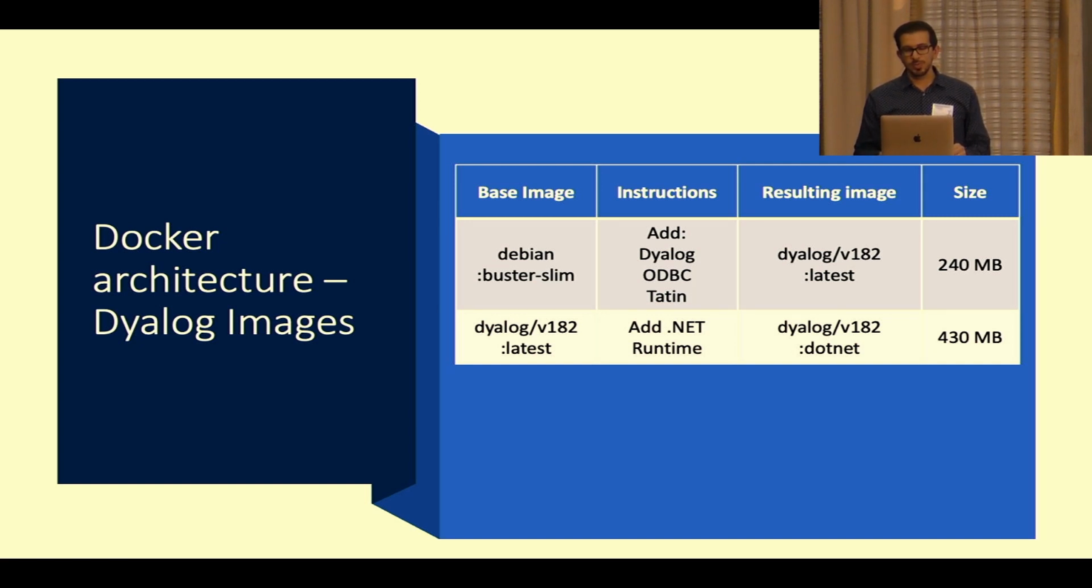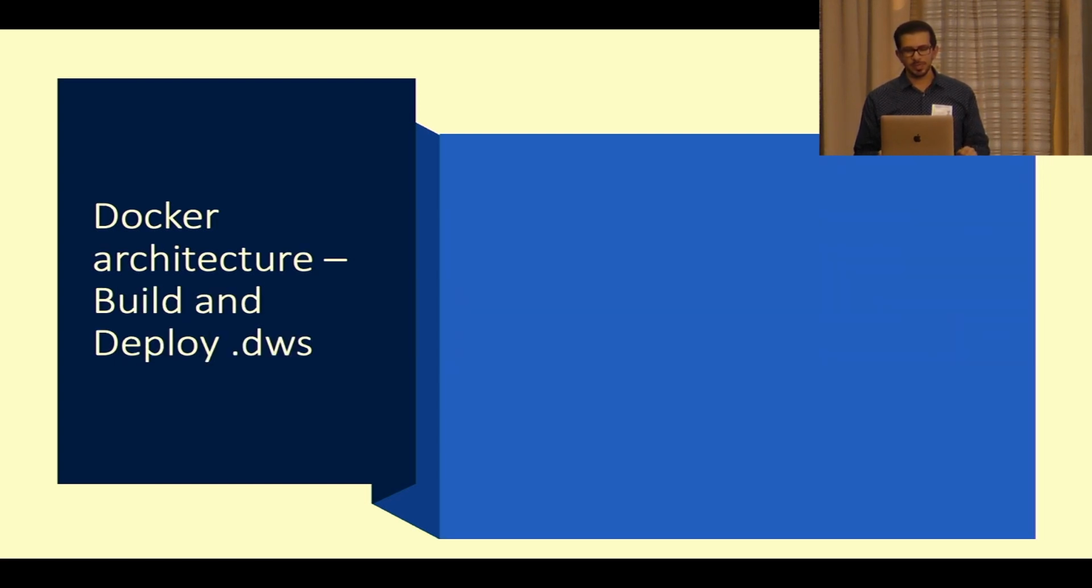So for the build, for example, we need Dyalog, the ODBC tools, and Tatin, and that generates an image which is about 240 meg. The size is important because you want to keep it as small as possible, just to reduce cost and startup time. So the smaller image you can generate, the better. And we added another image for Dyalog with .NET support, and that added another 190 meg, roughly. So you can see there's a significant size difference if you use .NET.